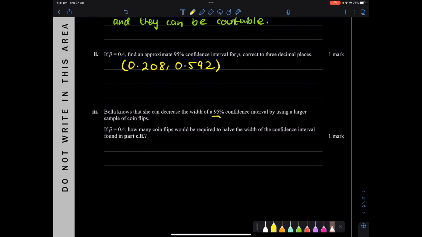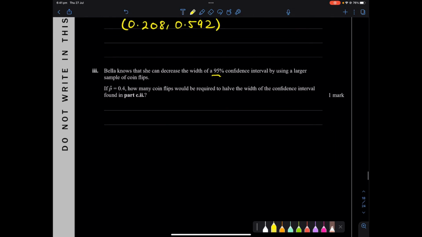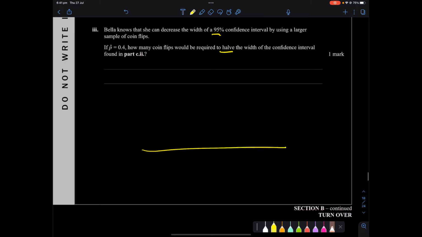Bella knows that she can decrease the width of the 95% confidence interval by using a larger sample of coin flips. If p hat is 0.4, how many coin flips would be required to halve the width of the confidence interval? To do that, let me draw a diagram. This point to this point is our confidence interval.